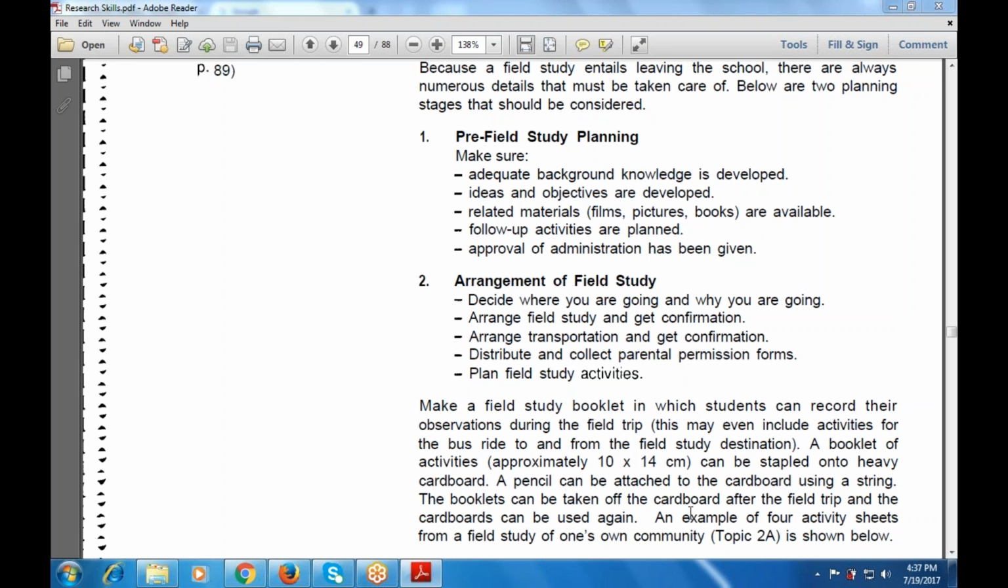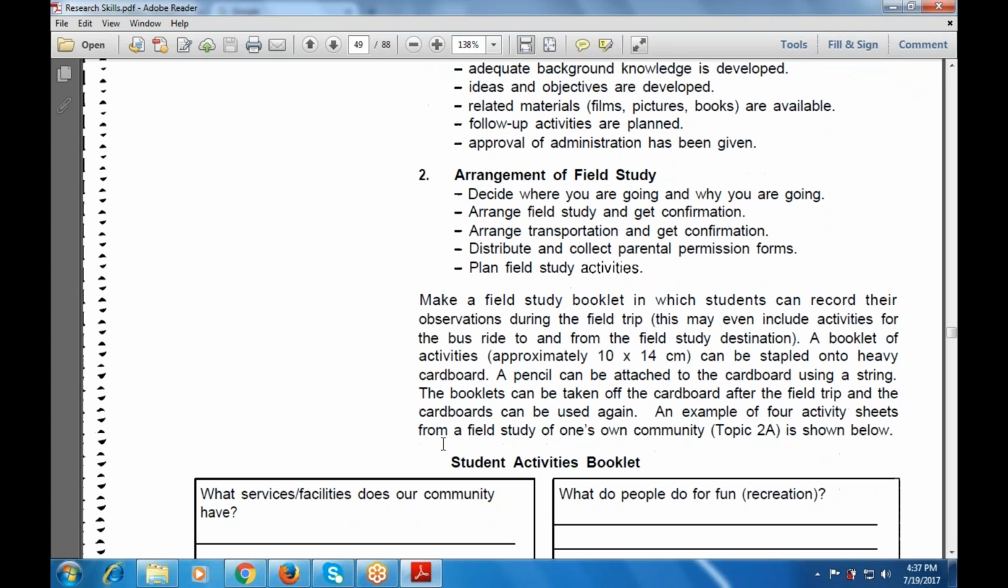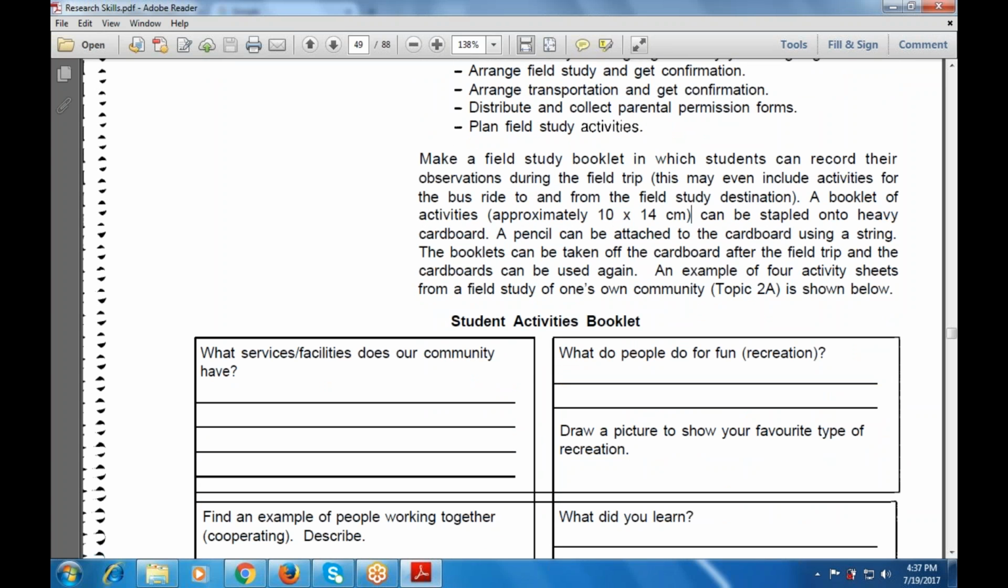That booklet can be taken off the cardboard after the field trip, and the cardboard can be used again. That means the same material will be used again and again in the case of field study. An example of the four activity sheets from a field study of one's own community is shown below. This is a student activities booklet. What service facilities does our community have? What do people do for fun? That is recreation. Then draw a picture to show your favorite type of recreation. These are the various sample activities for the students.